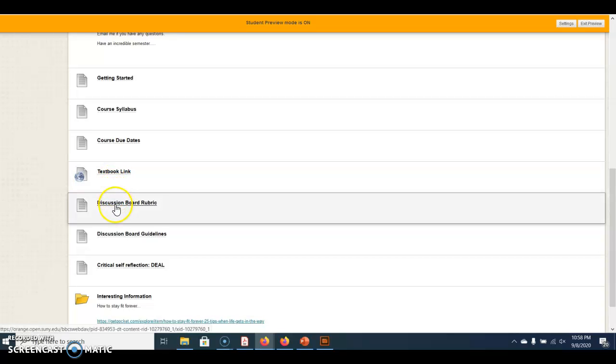Then there's a discussion board rubric and discussion board guidelines. What's really important that I want to emphasize is that you must make your first post, your initial post, within 48 hours after the chapter opens. Your chapters always open on a Monday, so your post must be made by the following Wednesday, and they have to be 3 to 5 sentences long.